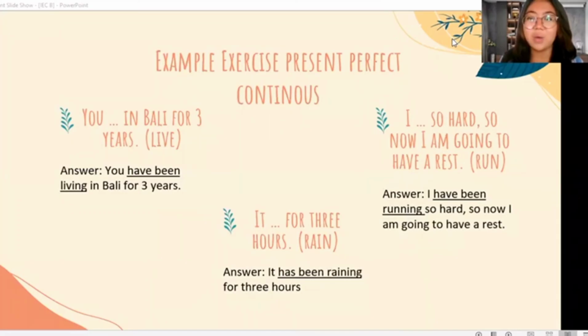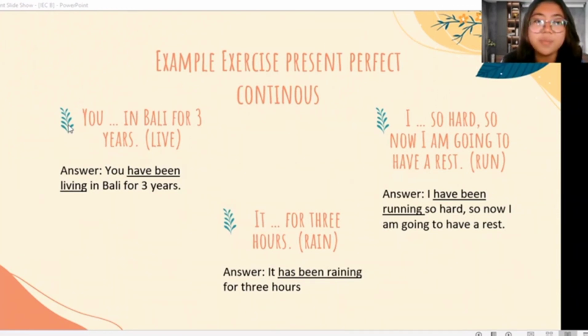Thank you. Hello, Mr. Hayu and my friends. Let me introduce myself. My name is Putu Lydwin Gita Taranthy. You can call me Lydwin. Now I want to tell you about example exercises of present perfect continuous.